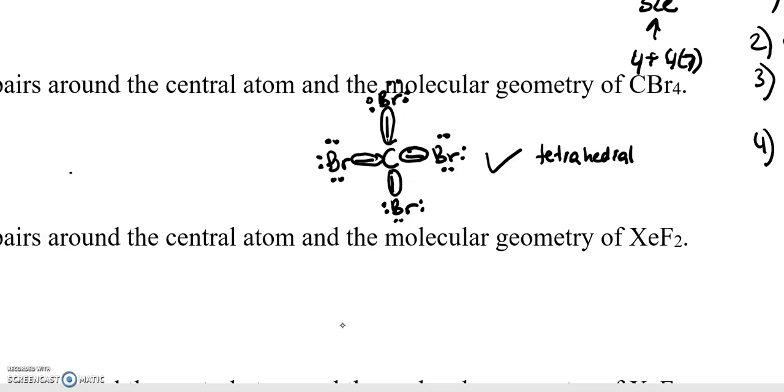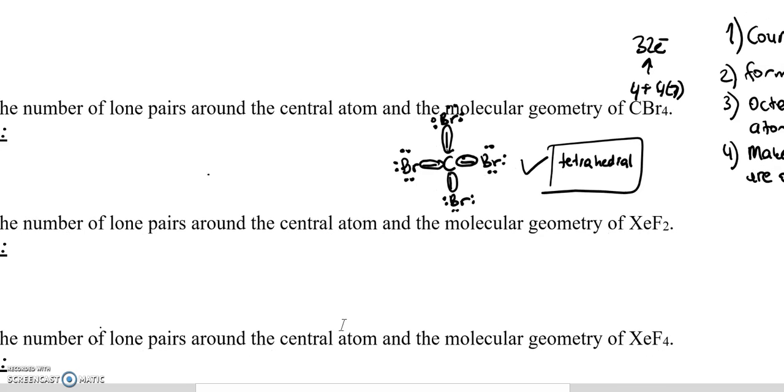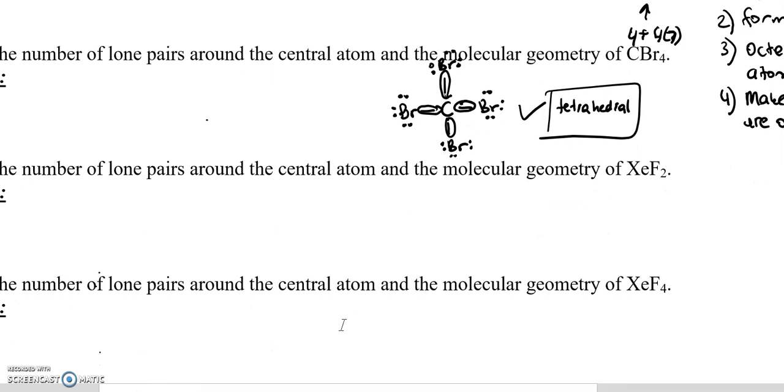So we have all these electron pairs as bonding pairs. So the geometry will be tetrahedral as well. Okay? That's how you do carbon tetrabromide.